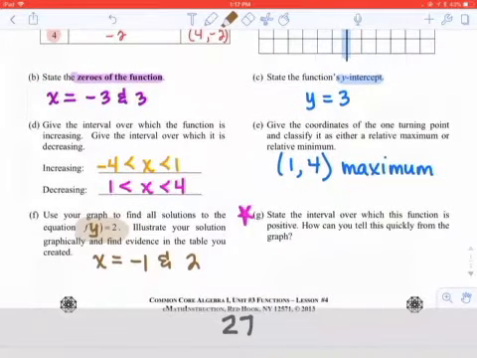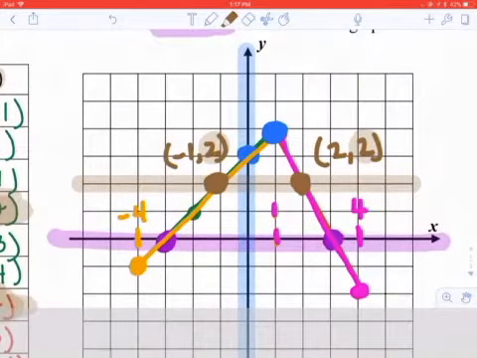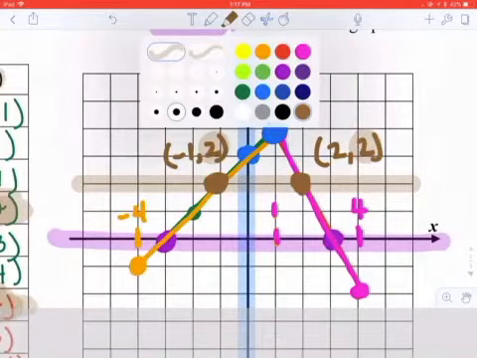Okay, I put a star next to G because we didn't specifically talk about this in class, but I wanted to see if you were able to kind of figure it out on your own. State the interval over which this function is positive. Well, what do we know about positive? Positive numbers are greater than 0. So we want to know where this function is greater than 0.